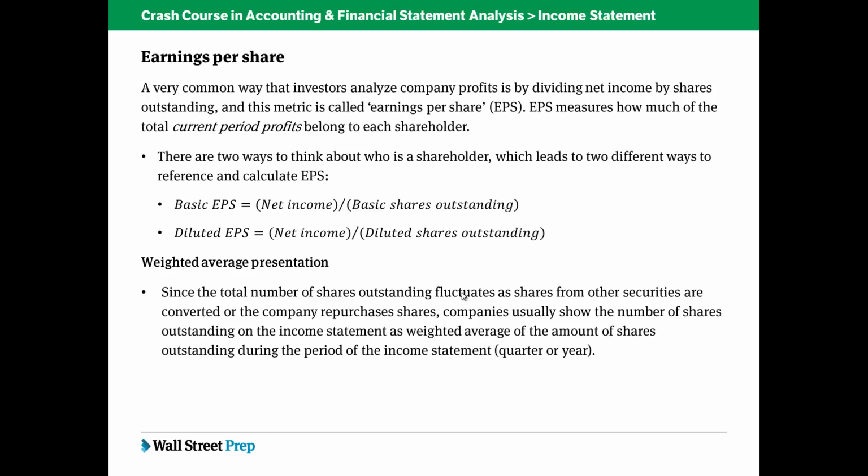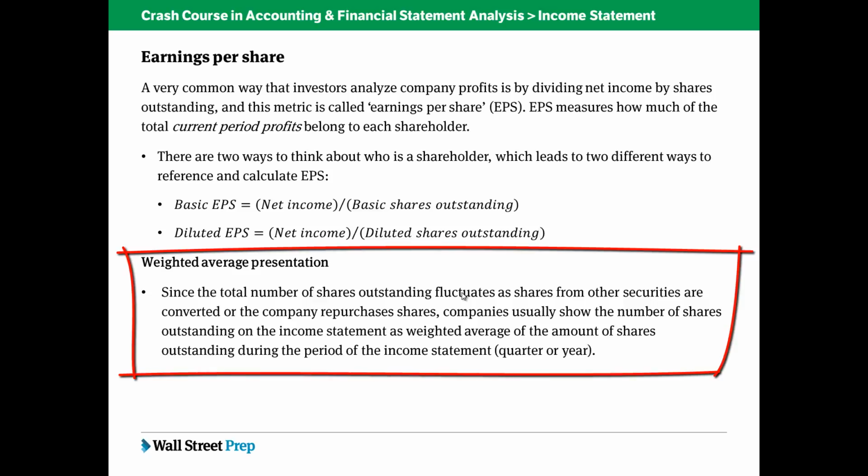The one other nuance of earnings per share that ends up being a bit of a challenge when you get into financial modeling is that earnings per share has to be presented on a weighted average share basis. Since the total number of shares outstanding fluctuates as shares from options and preferreds may be converted during a period, or the company is repurchasing shares throughout a period, companies usually show the number of shares outstanding on the income statement as a weighted average of the amount of shares outstanding during the period.